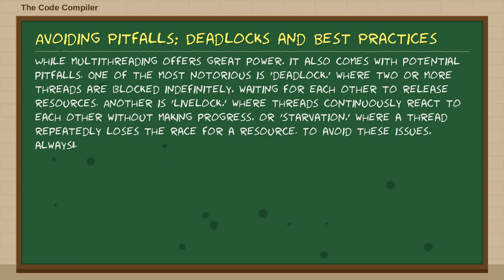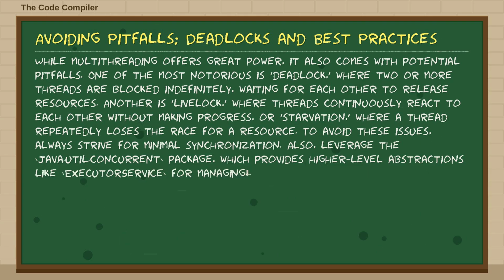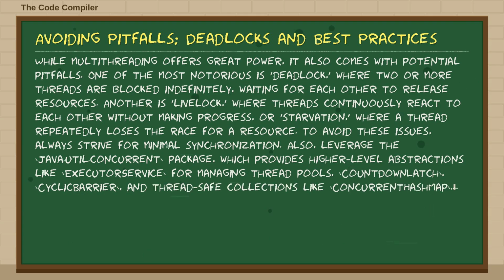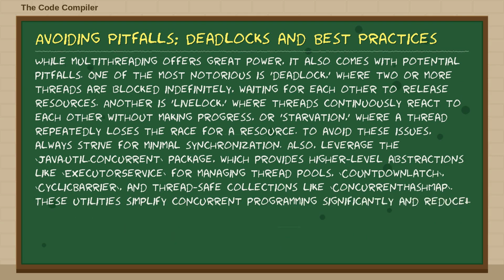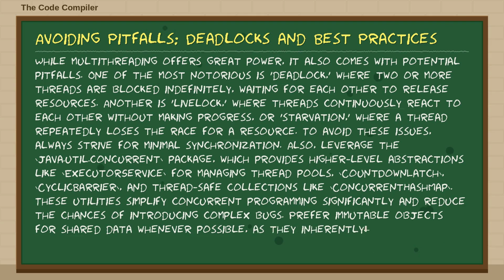Also, leverage the java.util.concurrent package, which provides high-level abstractions like ExecutorService for managing thread pools, CountDownLatch, CyclicBarrier, and thread-safe collections like ConcurrentHashMap. These utilities simplify concurrent programming significantly and reduce the chances of introducing complex bugs. Prefer immutable objects for shared data whenever possible, as they inherently do not require synchronization.